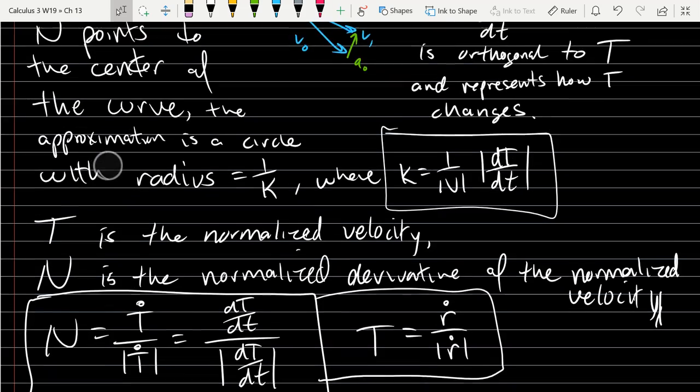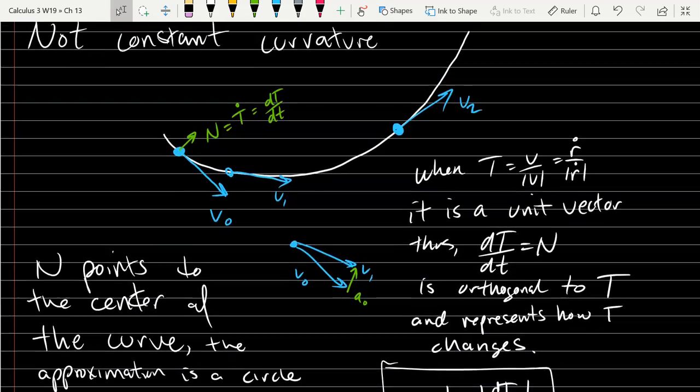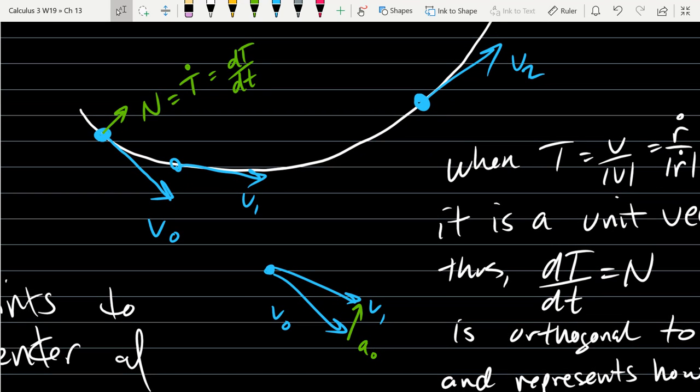All right, so let's go and label a few more. Now, because these aren't really velocities, I'm going to call them T instead of v. So these v's really should be T's: T0, T1, T2. And I better call the a0, really should be N0. So that's N0.